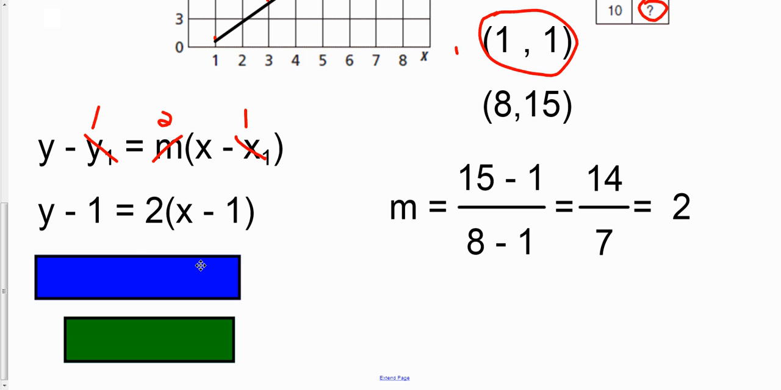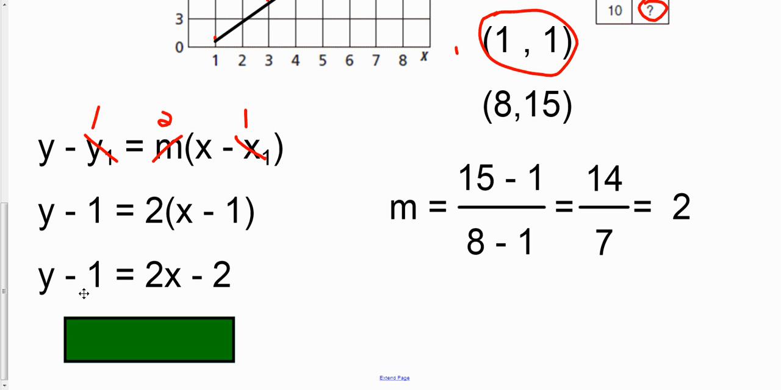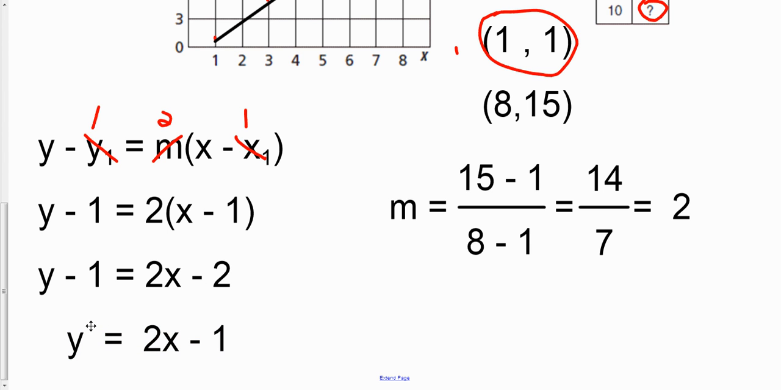Distribute this 2, and we'd get y minus 1 equals 2x minus 2. Add the 1 to both sides, and we'd get y equals 2x minus 1. So this would be our line of best fit. Y equals 2x minus 1.